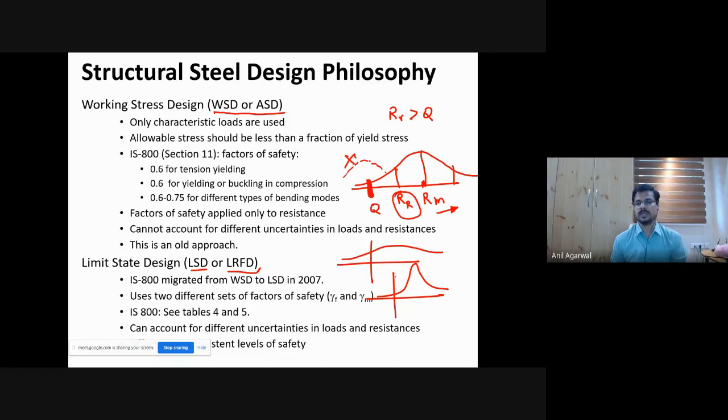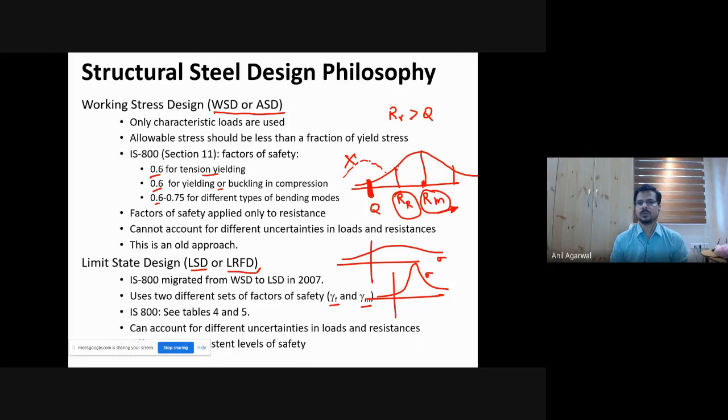Okay. So they understood that different types of loads will have their own sigmas or standard deviations. So they said, okay, let's introduce two factors. And that's how the two factors, gamma f and gamma m, came in. Earlier, you had only one factor of safety, let's say 0.6, and so on for tension yielding and for different types of failures, which were only resistance factors.